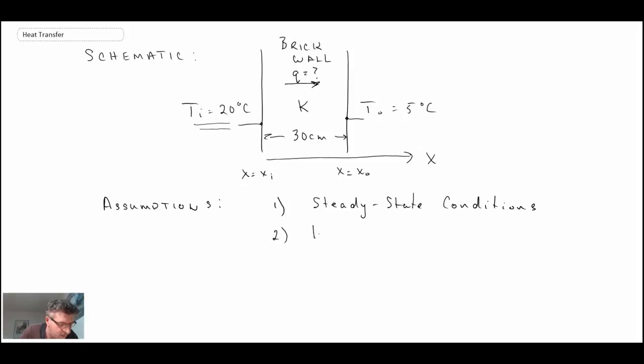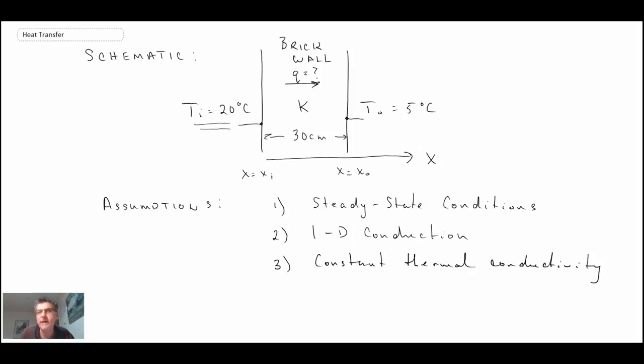Second thing, we're assuming that we have one-dimensional conduction through the wall. Even though this wall is finite, we're going to assume that we're looking in the middle region of the wall. If we were to go to the edges of the wall, then you would get more than 1D. You'd have 2D, maybe 3D conduction. And the third thing that we're going to assume is that we have constant thermal conductivity, both throughout the wall as well as a constant thermal conductivity that does not change with temperature. So those are the three things that we're going to assume.